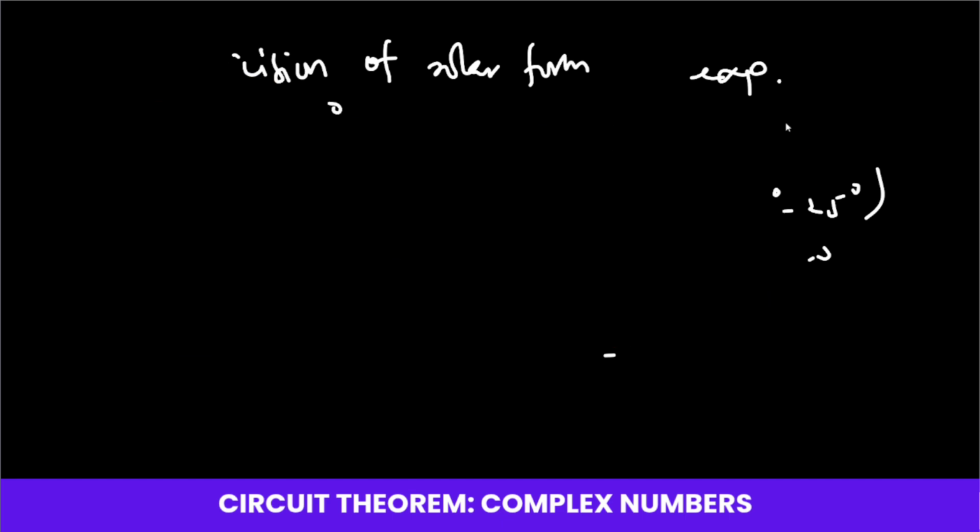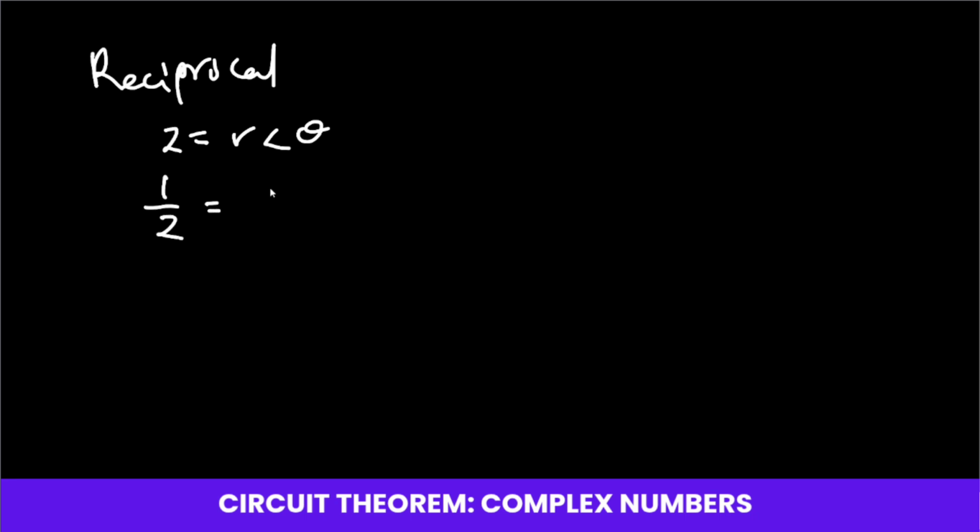Okay, so there are a few things I would like to talk about regarding complex numbers. One is the reciprocal of the complex number when it is in polar form. Say you've been given z is equal to r angle theta, and you are told to find the reciprocal. The reciprocal is 1 over z equals 1 over r, and the angle will be negated. So 1 over r angle negative theta.